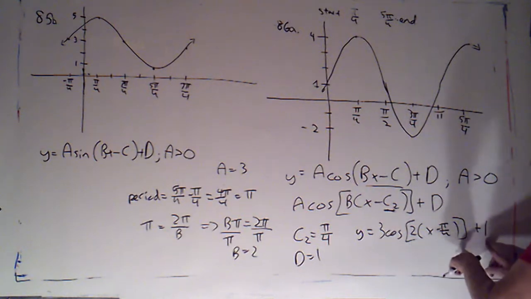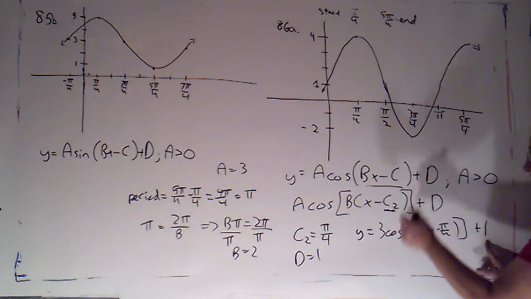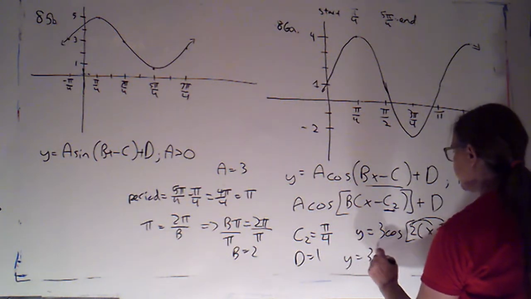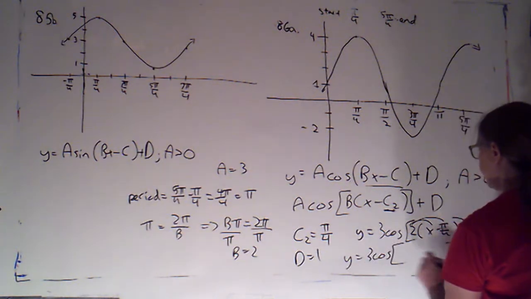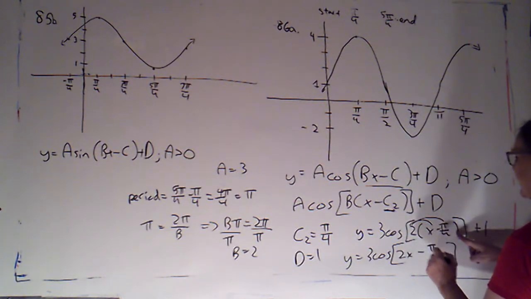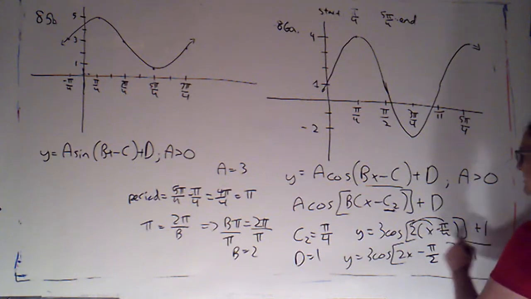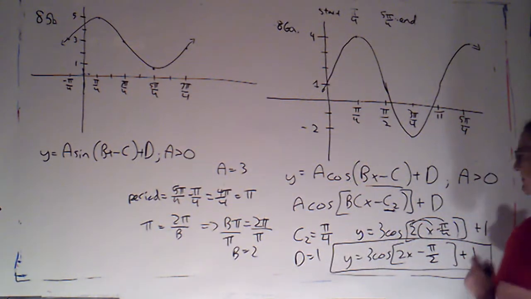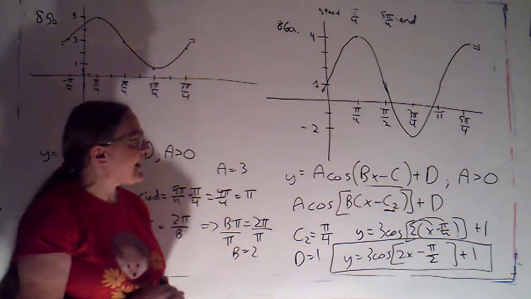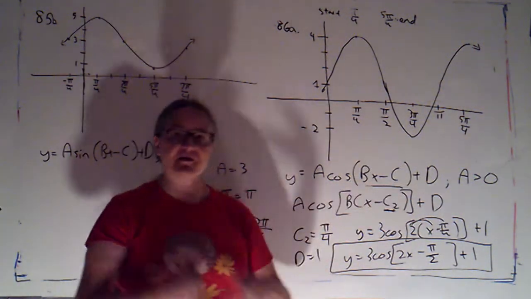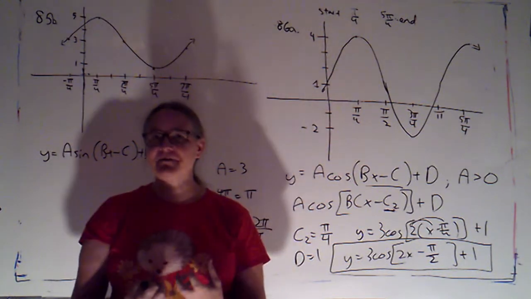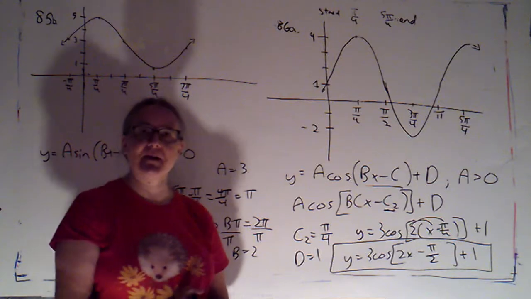And then all I need to do to get this into the form that the book asked for is distribute that 2. So we would say y is 3 cosine of 2x, 2 times negative pi over 4 is going to give me a negative pi over 2, plus 1. So that's my answer here. Okay. So I'm basically looking at each one of these numbers as associated with one of those transformations. I'm looking at the graph to get that information and then coming up with the numbers.